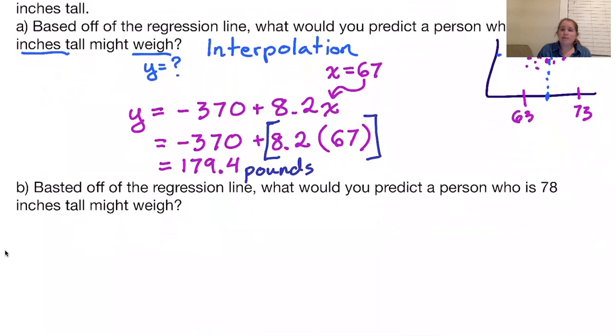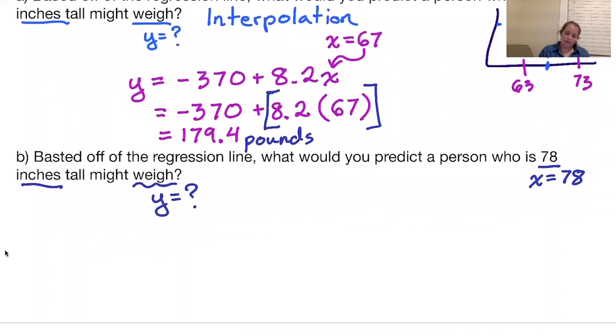Do the same for 78 inches tall. So this is our x is 78, and we're asking what is y. So again, we have our data from 63 to 73. We're asking for something far beyond. So this is extrapolation.